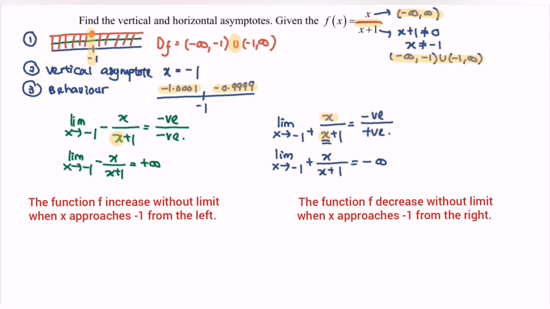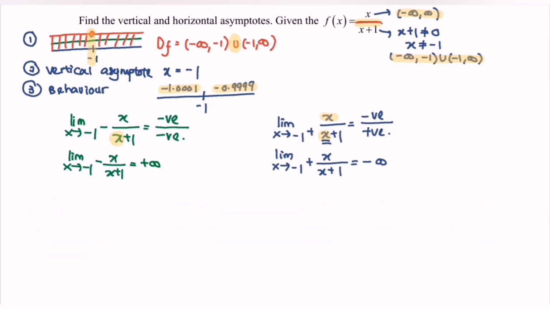So as a conclusion, we write down that the vertical asymptote is x equals negative 1. That will be the third step.